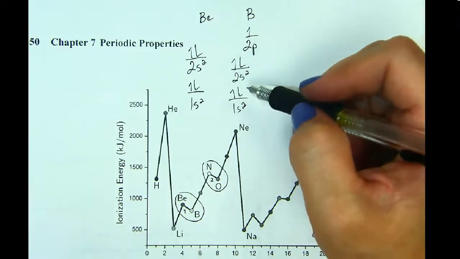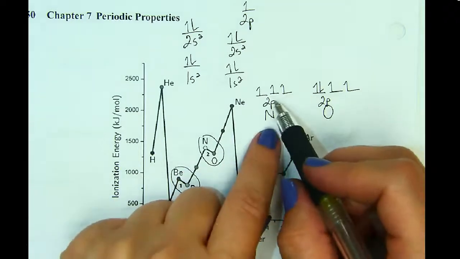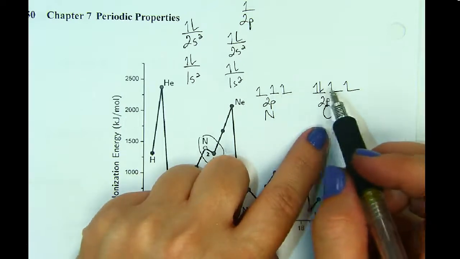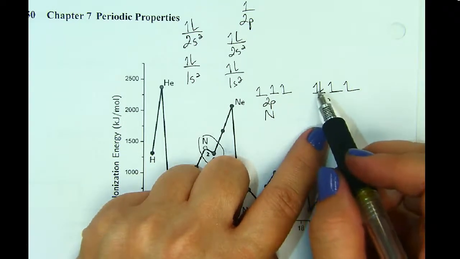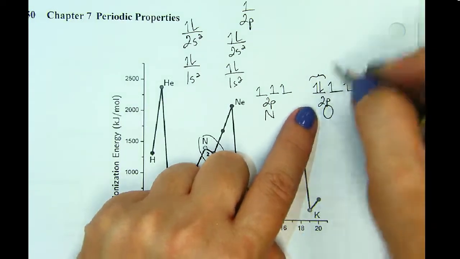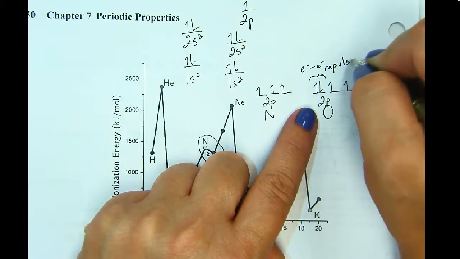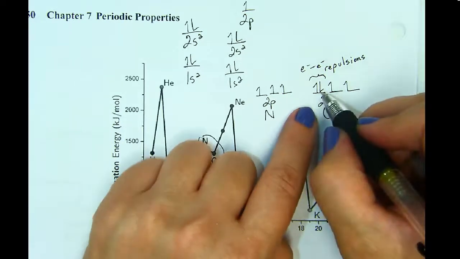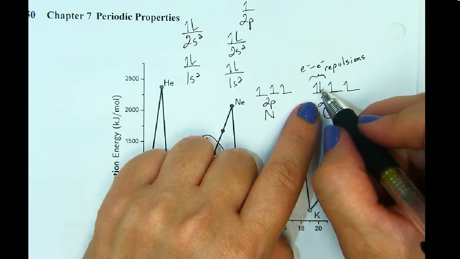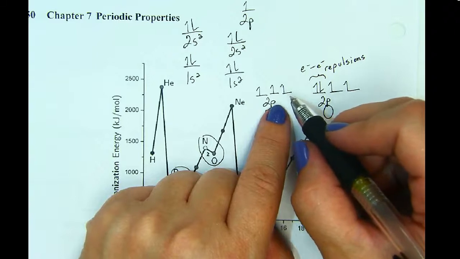For nitrogen versus oxygen, notice here the nitrogen has a 2p 1, 2, 3, while oxygen has 1, 2, 3, and then has a pair right there. Because of these two electrons sharing the same orbital, they are exerting electron-electron repulsions against one another. And so because they're repelling each other, it's going to be easier to take this electron here than it would be to take one of these electrons, which are not experiencing those electron-electron repulsions.